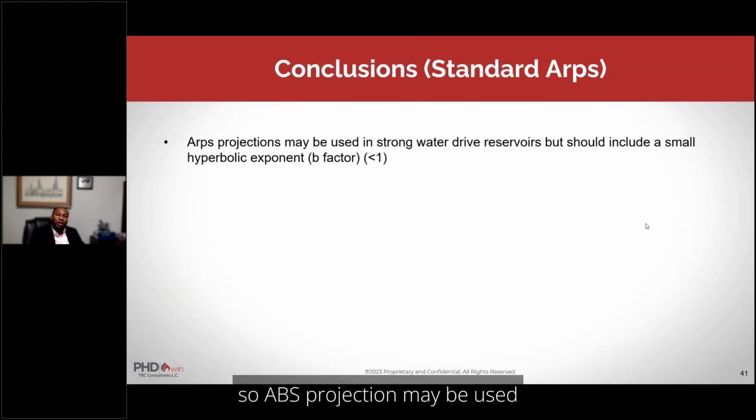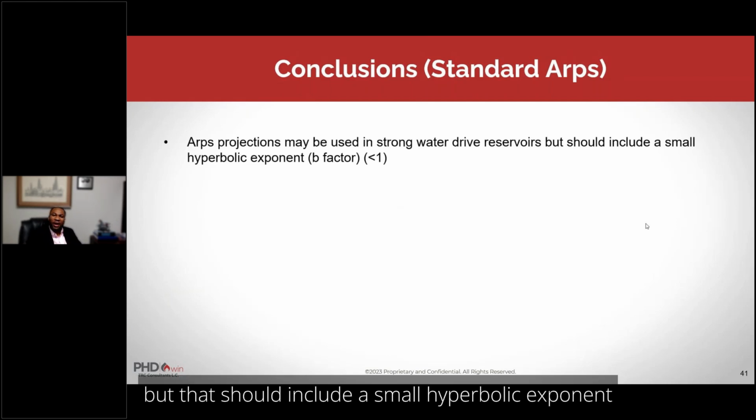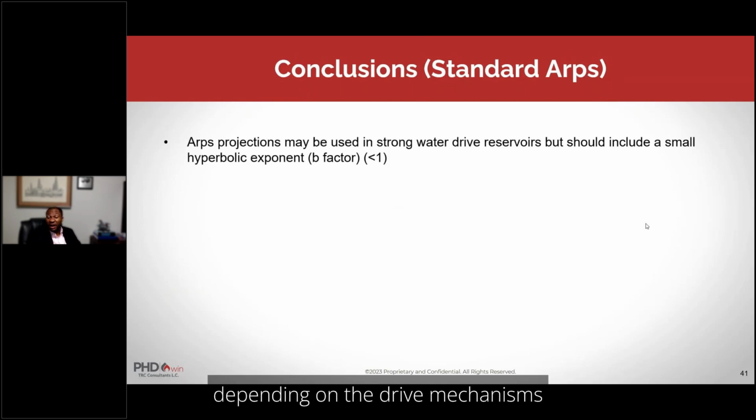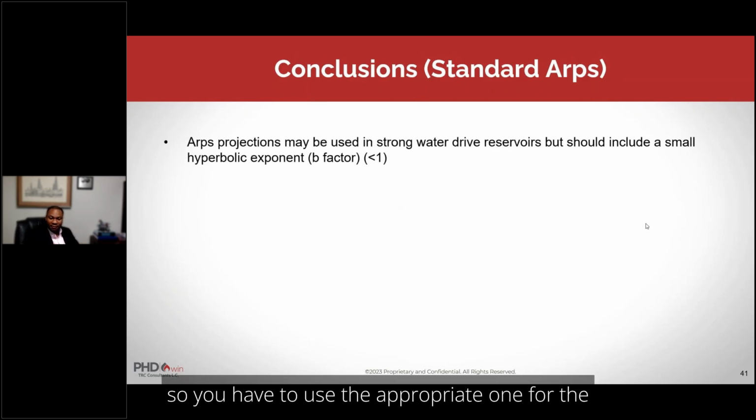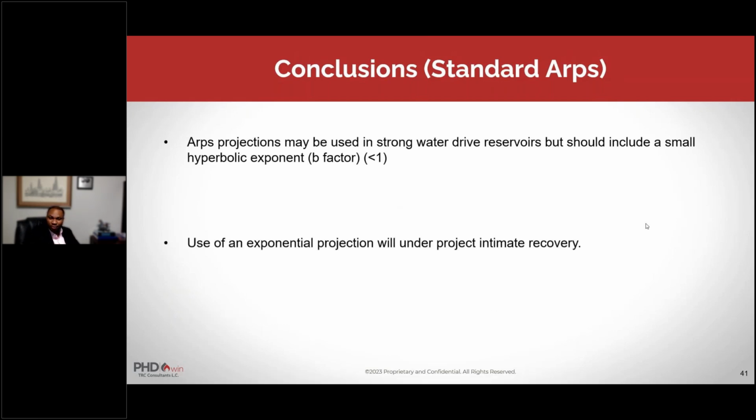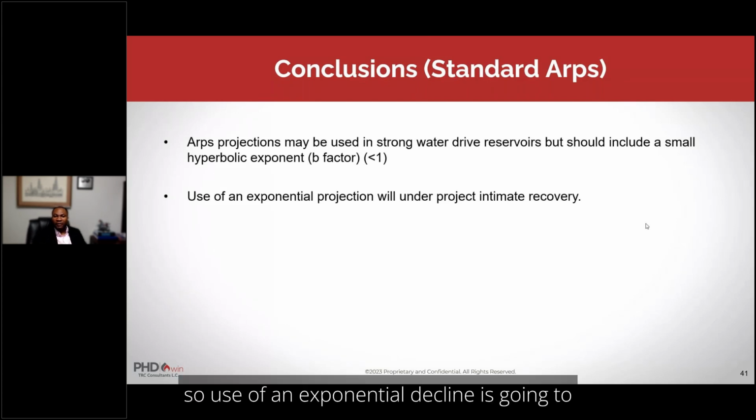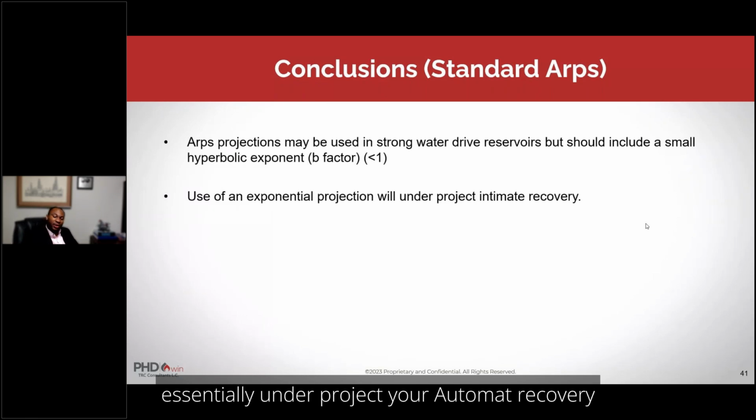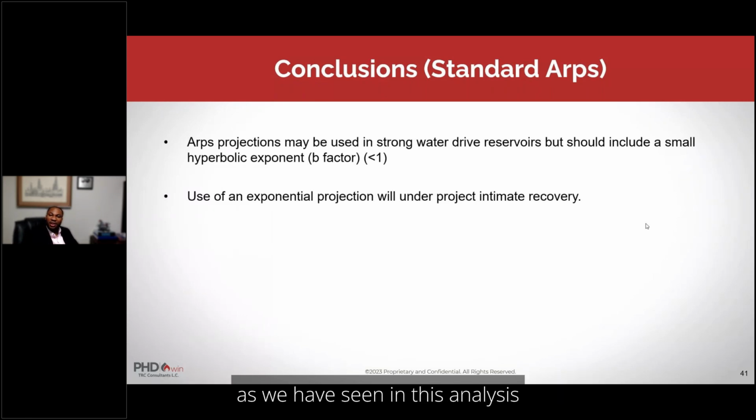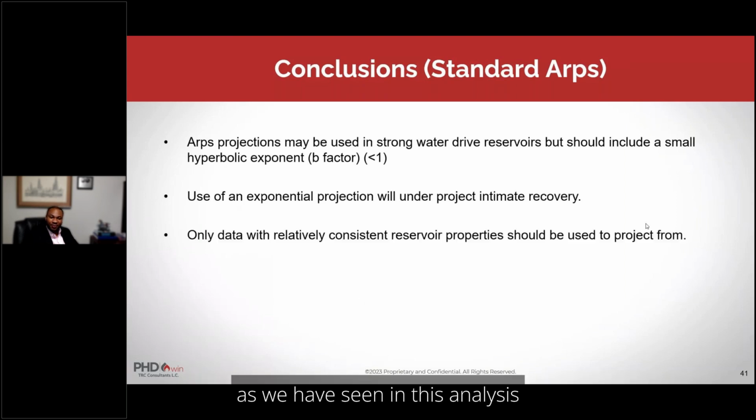So Arps projection may be used in a strong water drive reservoir, but that should include a small hyperbolic exponent. There are b-factor recommendations in the literature depending on the drive mechanism, and you have to use the appropriate one for the specified drive mechanism. Use of an exponential decline is going to essentially under-project your ultimate recovery, as we have seen in this analysis.